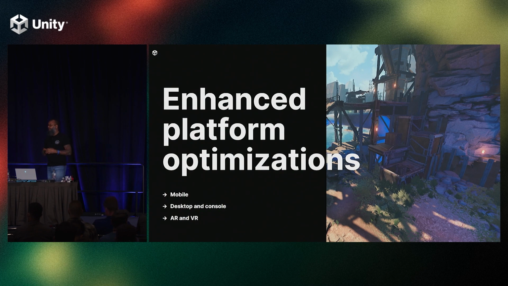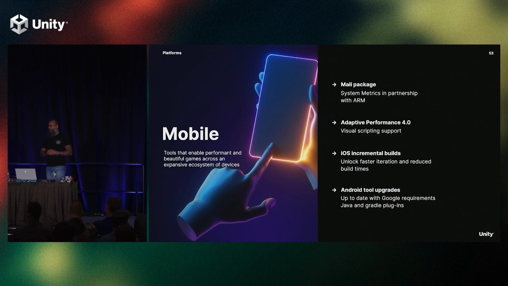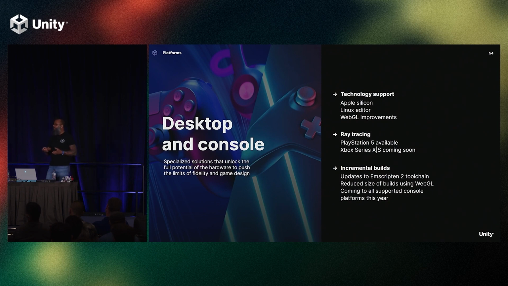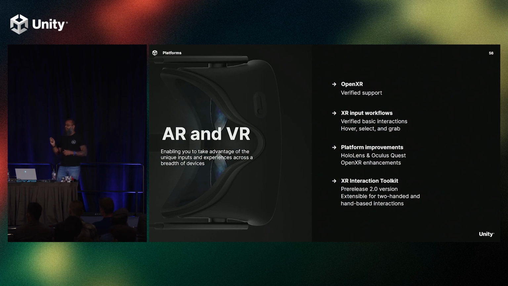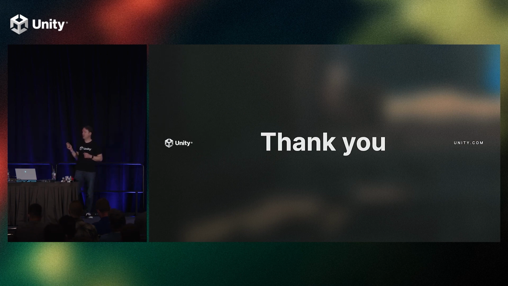Then also a bunch of platform improvements, some things for mobile. I don't really do much in mobile development, so I'm not sure how significant any of these are. For desktop and console, there's support for Apple Silicon, which is nice. There's the Linux editor and some WebGL improvements. Also ray tracing for PS5 and apparently Xbox coming soon. And of course, Unity also does both AR and VR. There's quite a bunch of improvements on there, verified support for OpenXR, XR Interaction Toolkit, and more. Alright, and that's the roadmap.